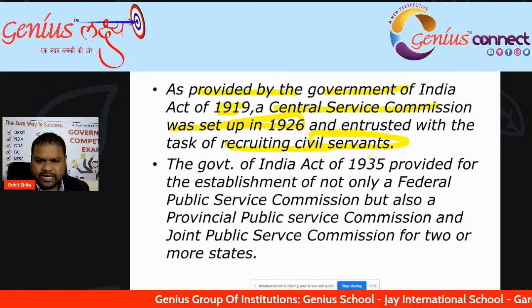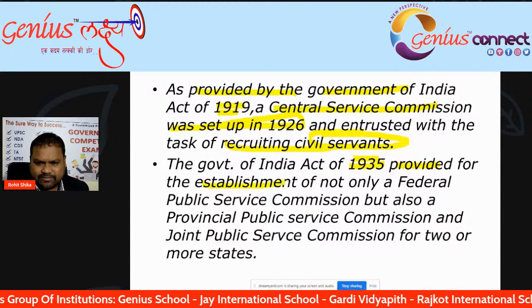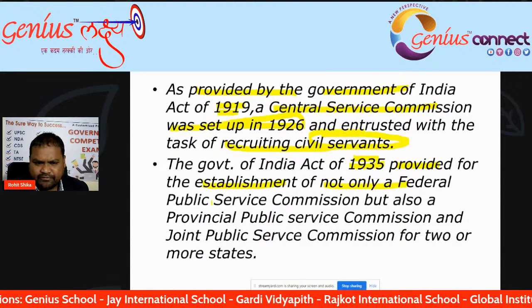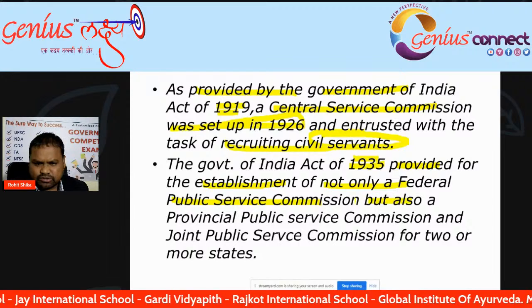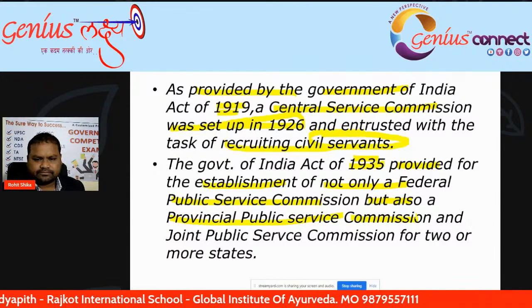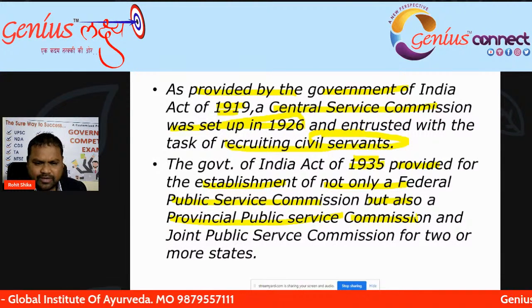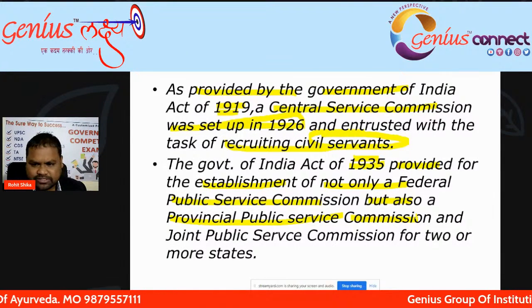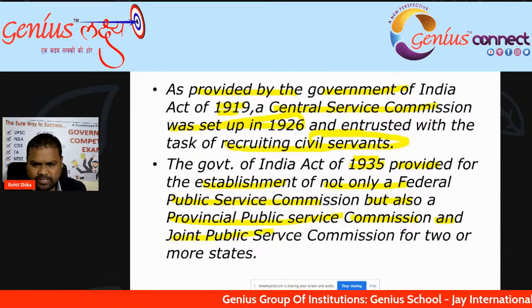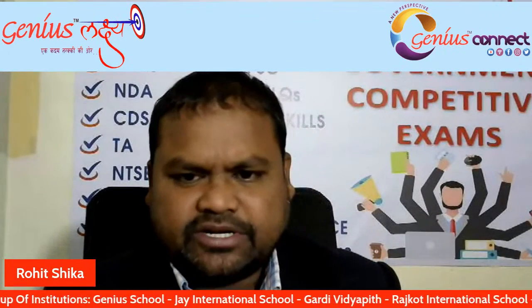Then the Government of India Act 1935 provided for the establishment of not only a Federal Public Service Commission but also a Provincial Public Service Commission. Now the Provincial Service Commission means the State Public Service Commission, and the Joint Public Service Commission for two or more states that we discussed. So this is the end of the presentation.